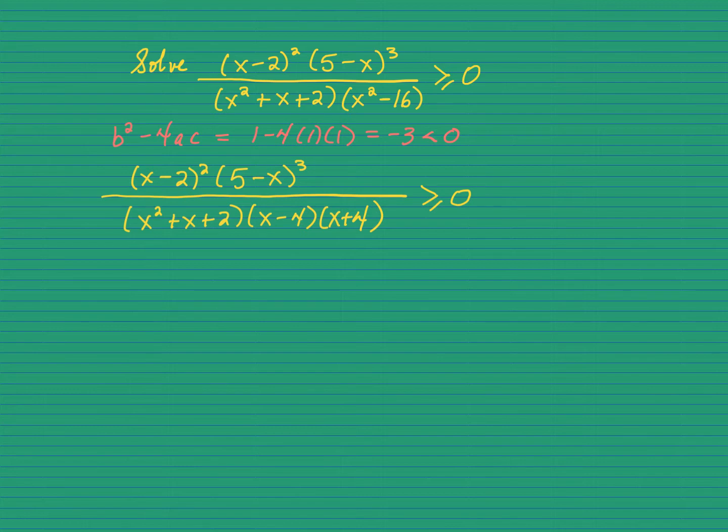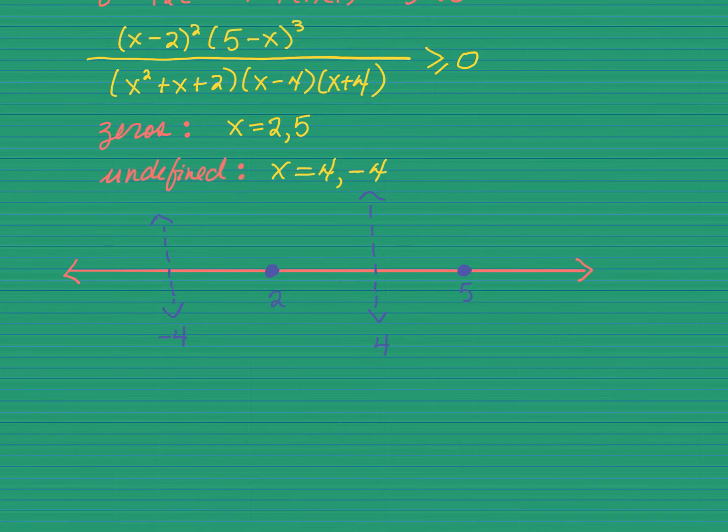So the next thing I want to do is find the places at which the function is 0, its zeros, and I also want to find where it's undefined. Now its zeros occur when the numerator is equal to 0. So those will occur when this is 0, so when x is 2, or when this is 0, so when x is 5. And the function will be undefined when the denominator is 0. So this is never 0 because it's irreducible, and we get places where it's undefined at x equals 4 and x equals minus 4.